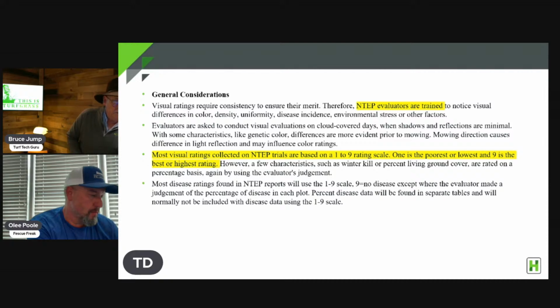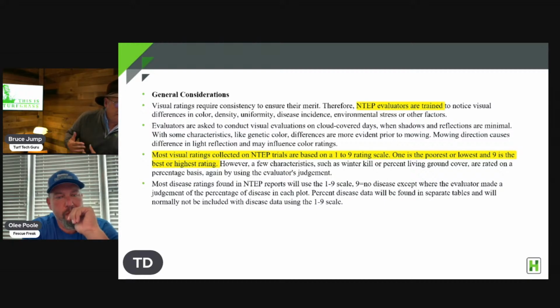NTEP uses evaluators, and these are typically grad students at the land grant universities working underneath a professor. Up in Michigan State, I was there this summer talking to Dr. Kevin Frank. He was working one of the NTEP plots, planting a new one. He has grad students who help him, and that teaches them how to evaluate these cultivars, these varieties. There's a whole process. I won't read the whole thing. How you mow, evaluating on cloud covered days to avoid shade, those kinds of things. But they're all trained to do it.